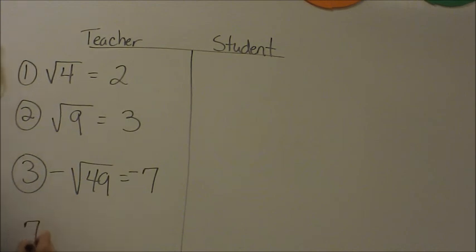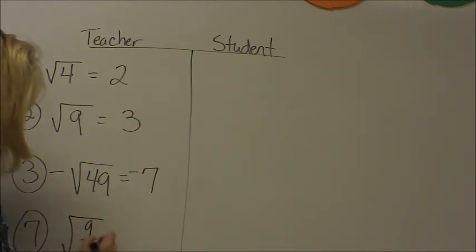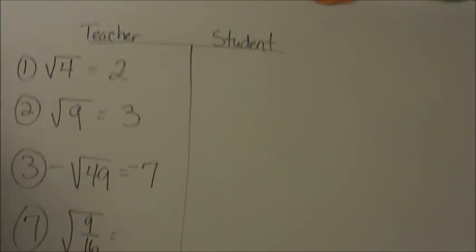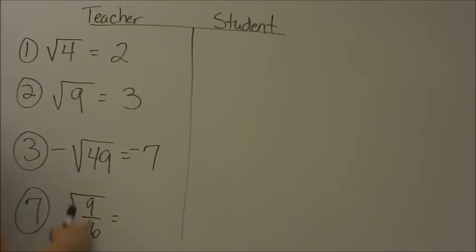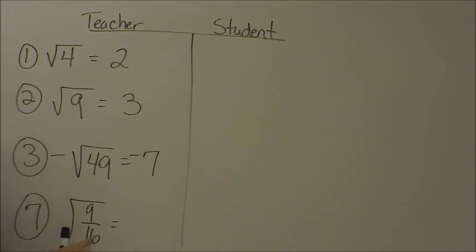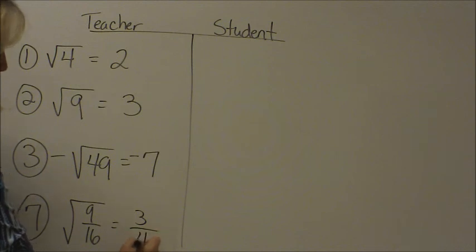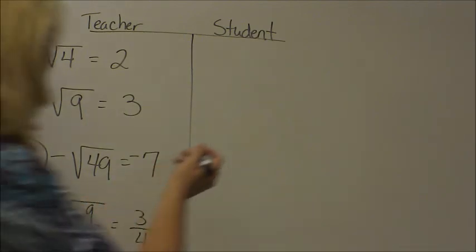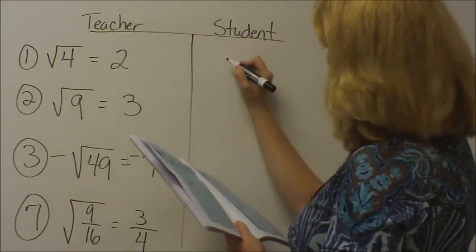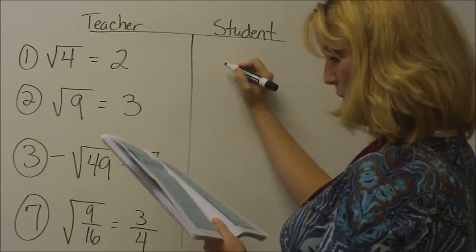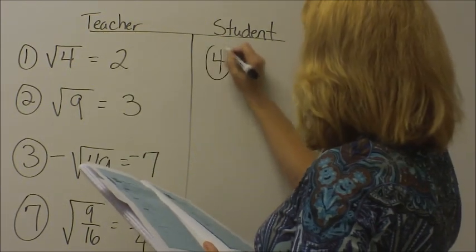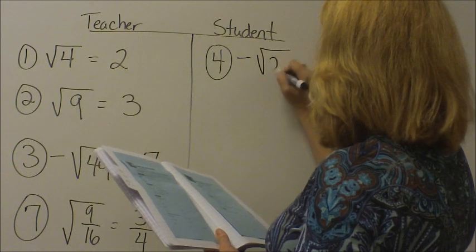Let's get down to number 7. It says the square root of 9/16. All you have to do is find the square root of both the numerator and the denominator. The square root of 9 is 3. The square root of 16 is 4. So the square root of 9/16 is 3/4. All right? So on the student side, I want you to do these problems. Let's do number 4, which says the negative square root of 25.